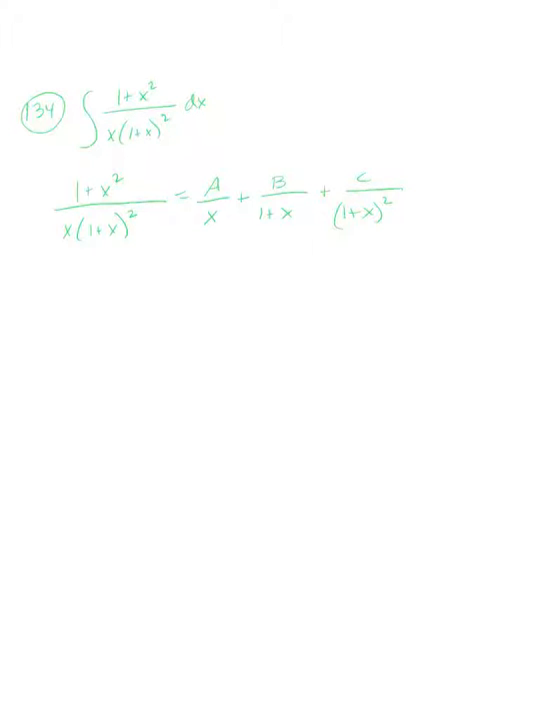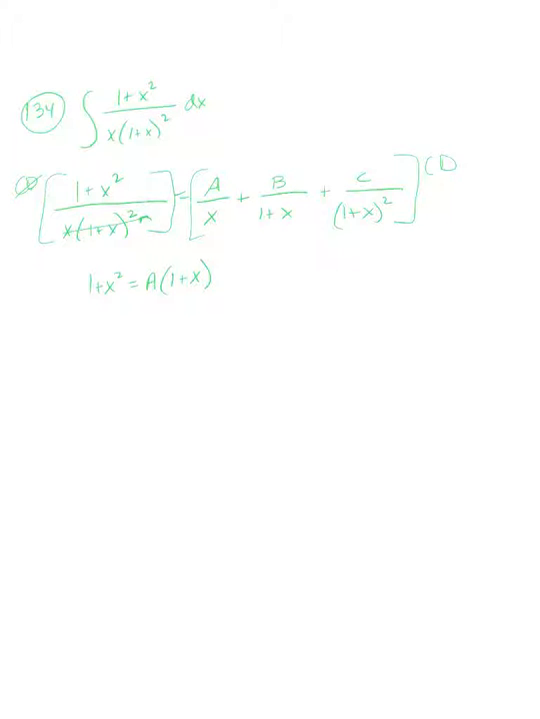So the rules for linear factors say you have to put a constant over the linear factor, and then the linear factor squared, and then the linear factor cubed, until you have hit that exponent. So now we just multiply both sides of the equation by the common denominator. On the left, everything cancels, and I get 1 plus x squared. On the right, my first fraction, the x's will cancel, and I get a times 1 plus x.